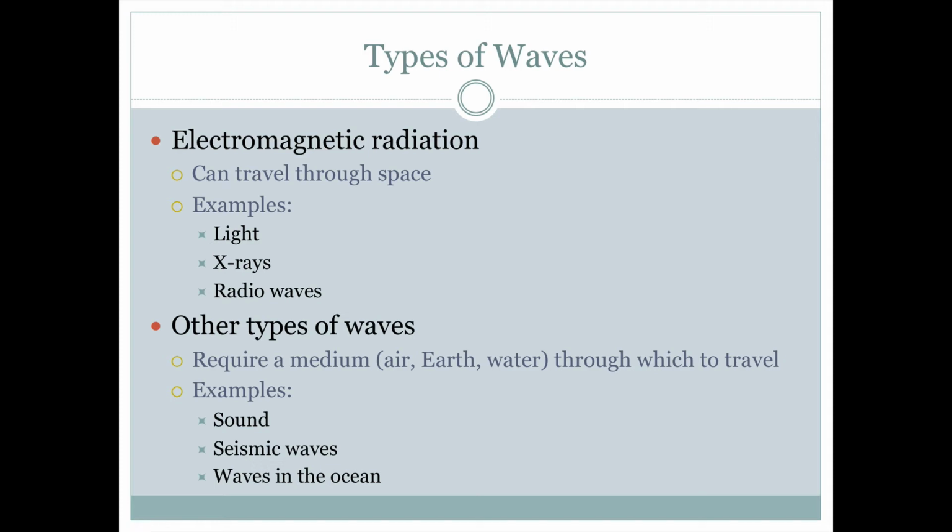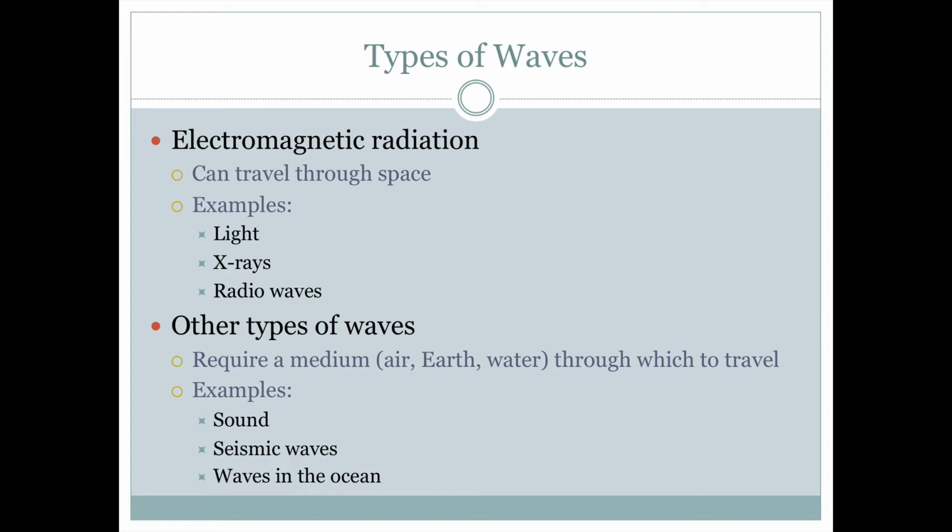We describe electromagnetic radiation traveling as waves. There's actually two ways we describe it, either as waves or as photons, as packets of light. But for the purposes of this talk, we'll consider electromagnetic radiation as waves. That's not the only kind of waves out there. There are also a lot of other types of waves. The thing that's unique about electromagnetic radiation is that it can travel through space.